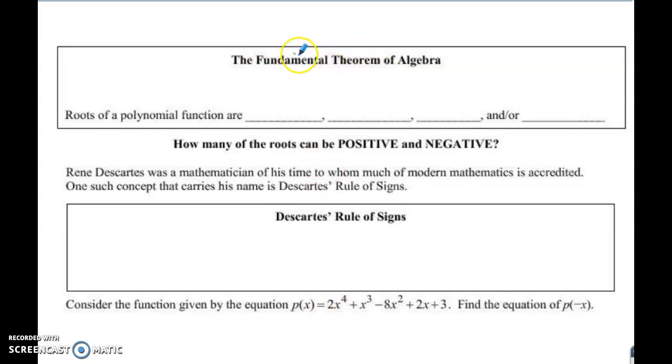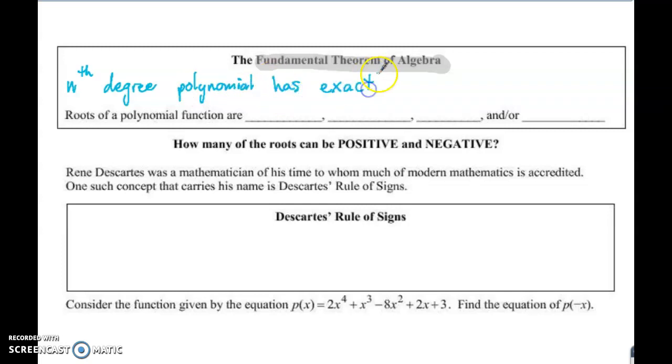So I believe you've learned the fundamental theorem of algebra before. The only thing is you might not have known it was called this. But basically what it boils down to is an nth degree polynomial has exactly n number of roots.